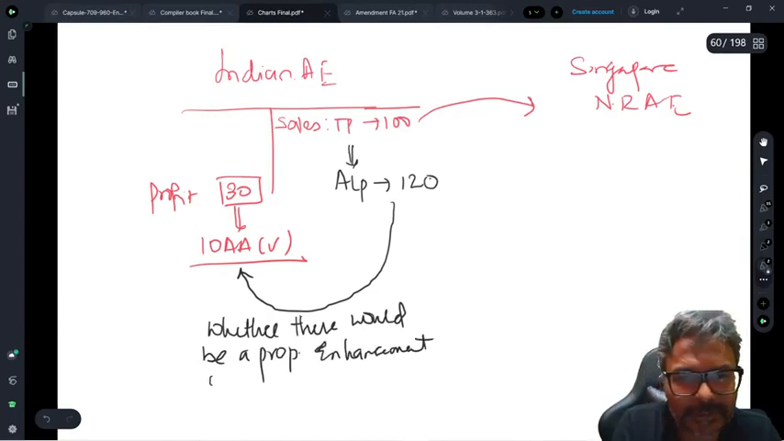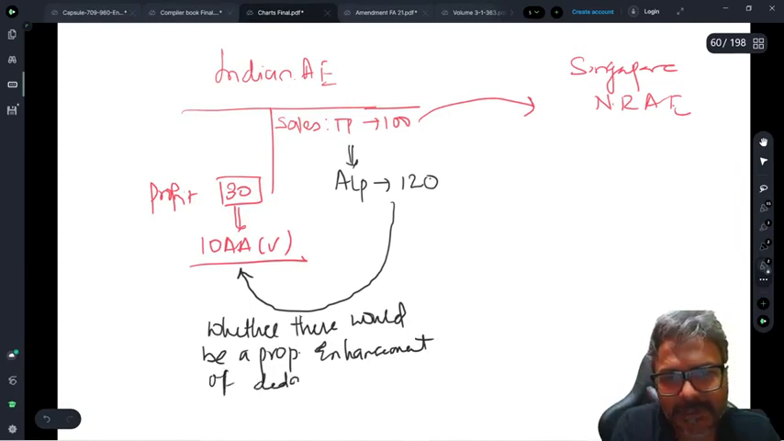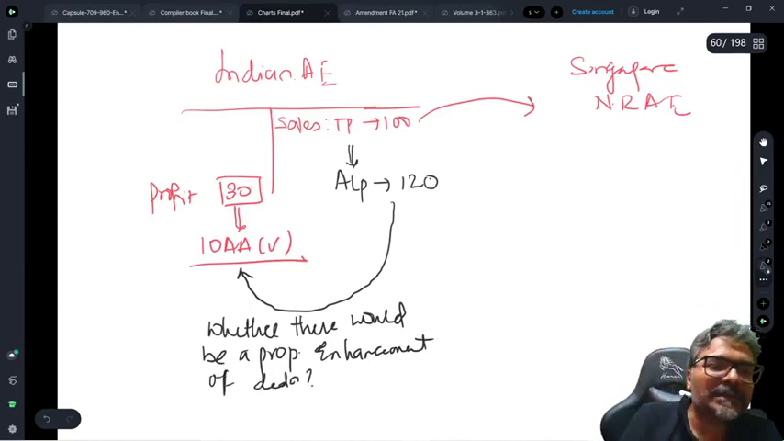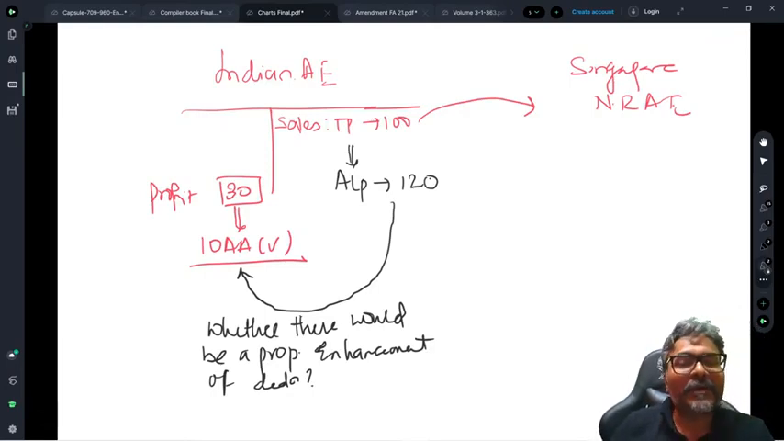So students, what is your take? Enhancement of the deduction in this context? What is your take in this case? To that, the answer is, students, no. There will not be any further proportionate enhancement of the deduction in this particular case.